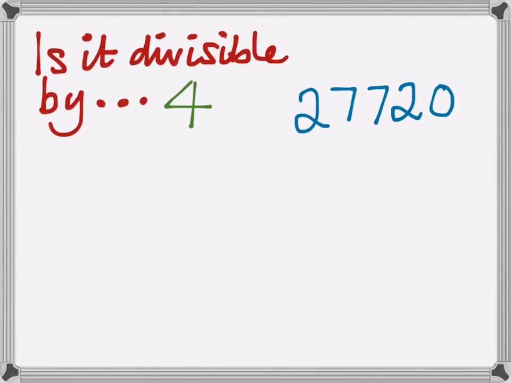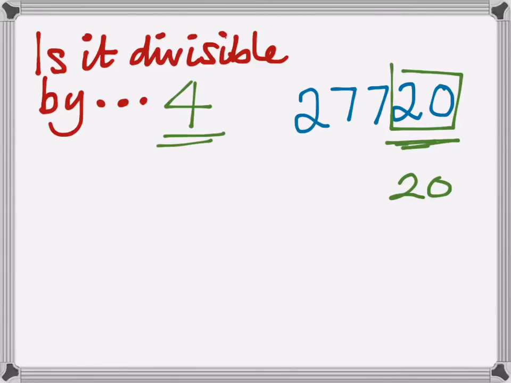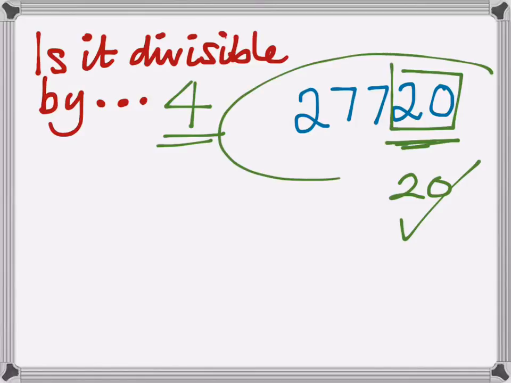To find out if a number is divisible by 4, the only thing you need to do is look at the last 2 digits. They form a 2-digit number, in this case 20. And you need to ask yourself, is 20 in the 4 times table? Now we know, because it's quite a low number and we know our 4s, that is in the 4 times table, and if the 2-digit number at the end is in the 4 times table, then the whole number is in the 4 times table.